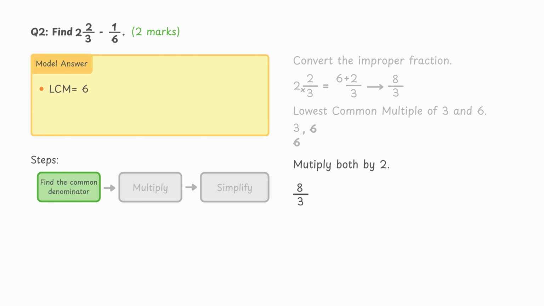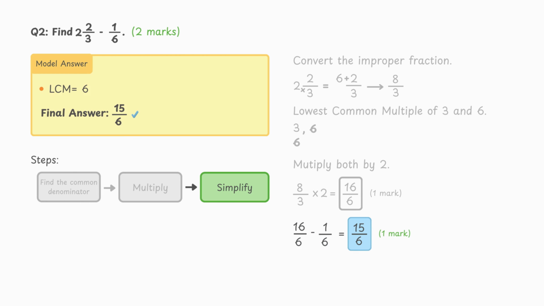Then we will go back to 8/3. We will multiply both the numerator and the denominator by 2, and we will get 16/6. Now that they both have the same denominator, we will simplify it. So 16 minus 1 is equal to 15. Then we copy the denominator. So our final answer is 15/6.